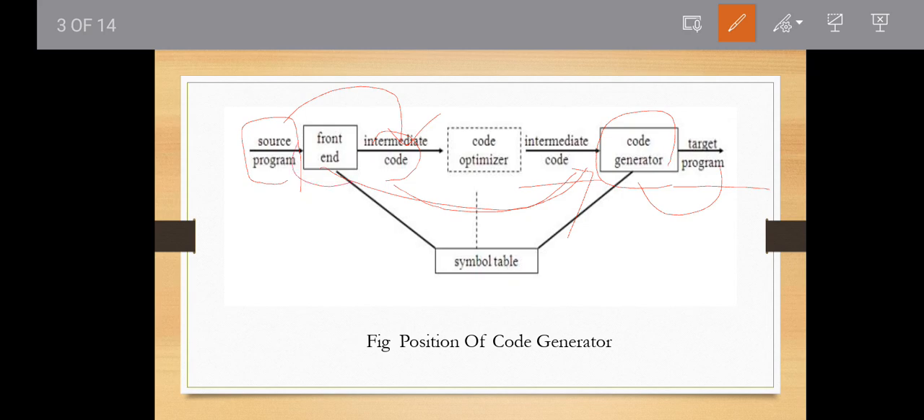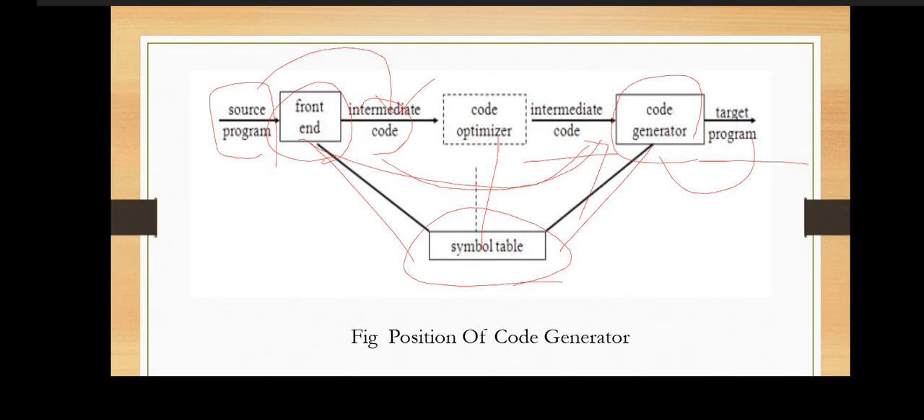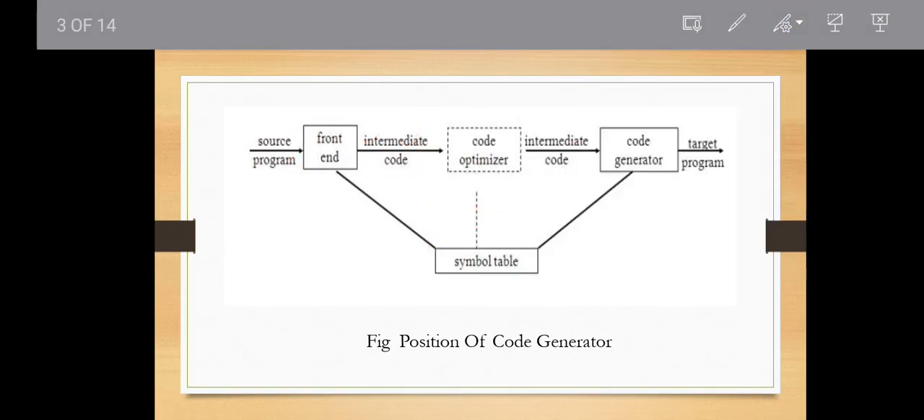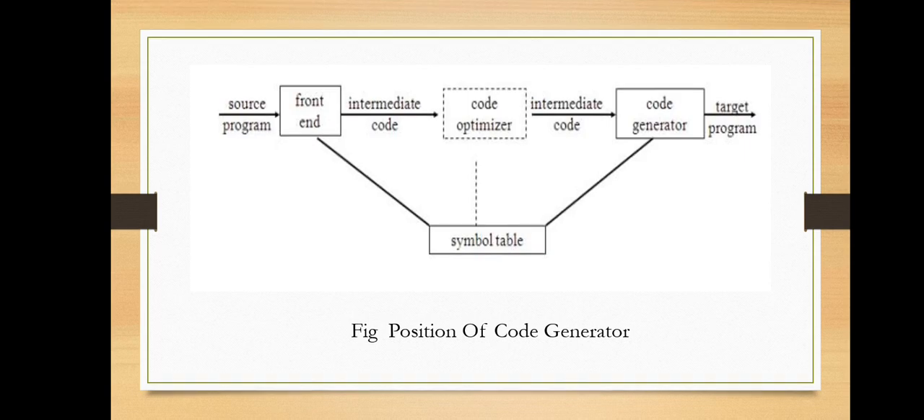So the front end of a compiler consists of lexical analyzer, syntax analyzer, semantic analyzer and intermediate code generator. All these phases are connected to the symbol table, and the symbol table is mainly known as the data structure of the compiler. It helps in storing identifiers with their name and type. So the symbol table is connected to all phases of the compiler.